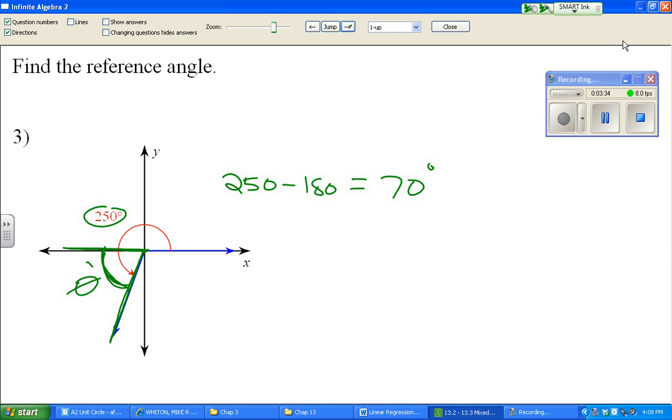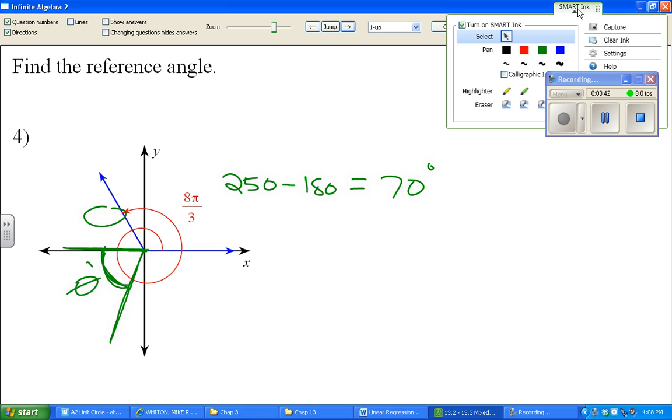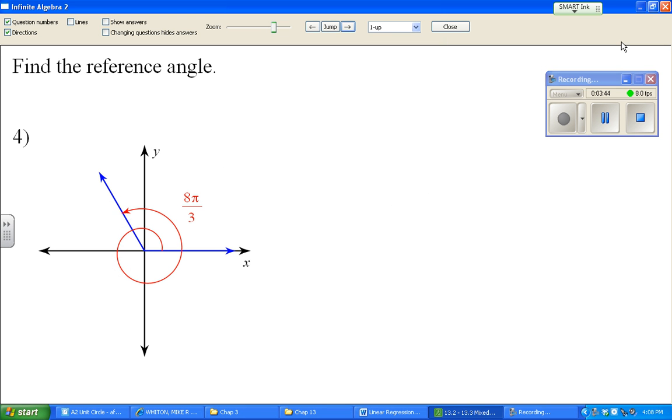Number 4, same type of problem, except that they gave it to you in radians. So let's get that mark off there. Problem 4, clear the ink. They give you 8 pi over 3. Again, if you want to change to degrees, that's fine. So if we convert to degrees, times the 180 over pi, you end up getting 480 degrees. Okay, so that's the degree equivalent of that. As we can see here, we're doing the full circle. There's 360.